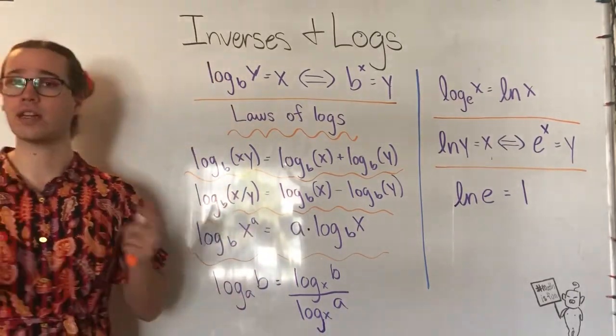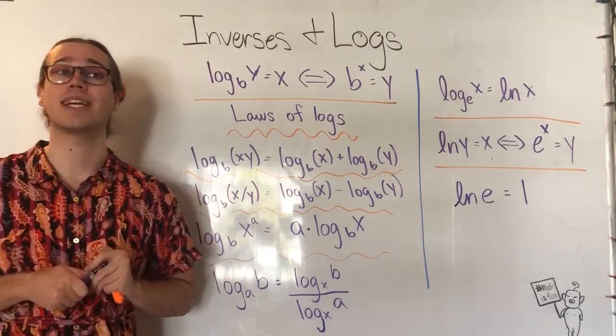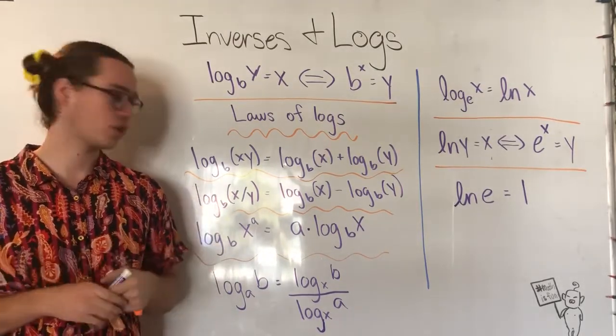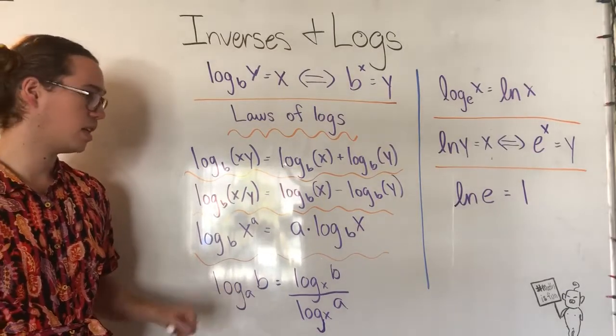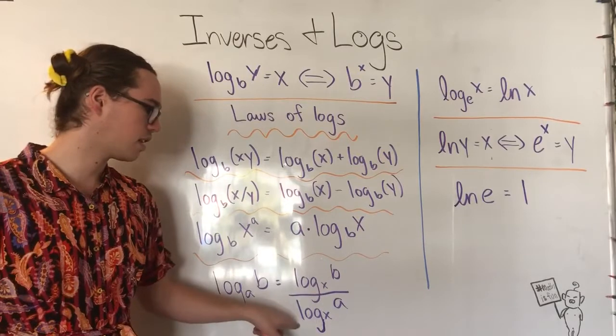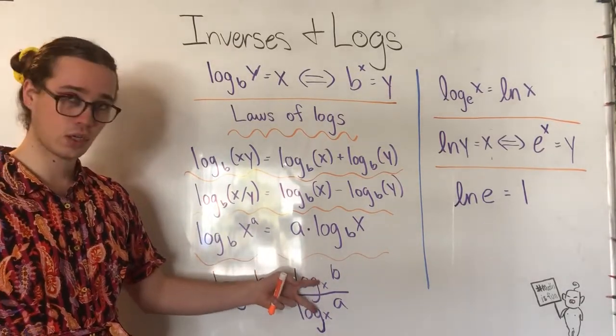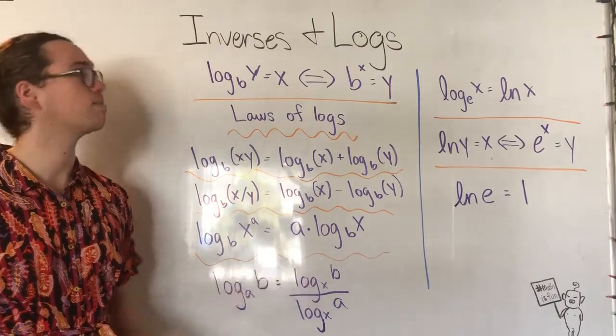Then we have our change of base formula, and this is very helpful. I actually used it in my senior year research. Log base a of b is actually equal to log base x of b divided by log base x of a. All you have to make sure is that these two bases are the same base.